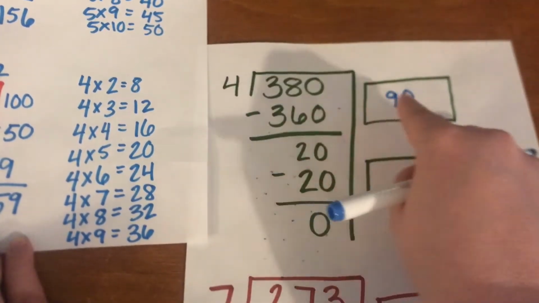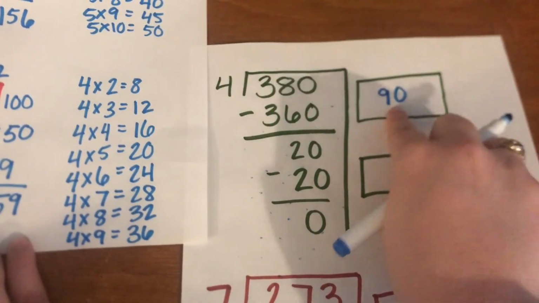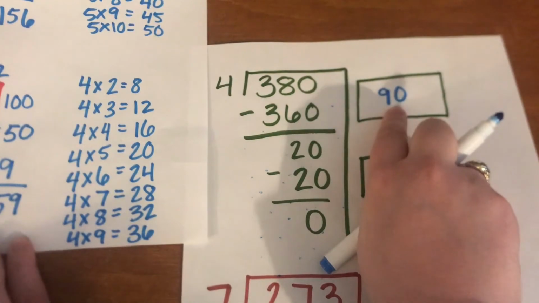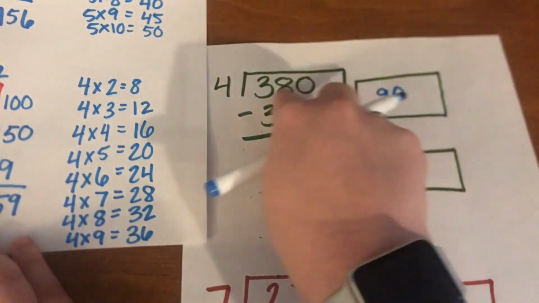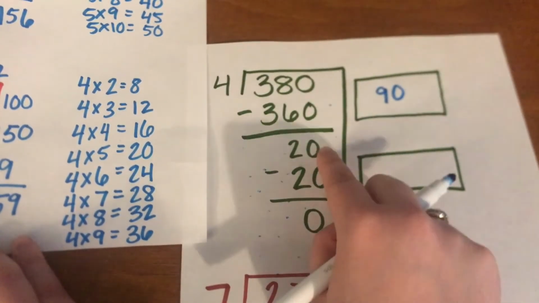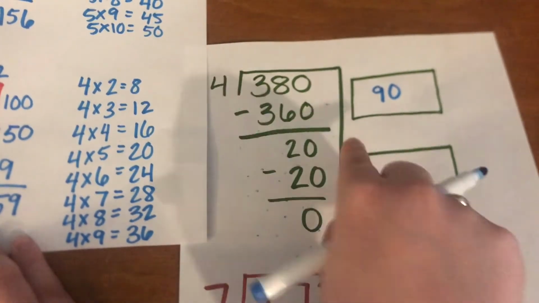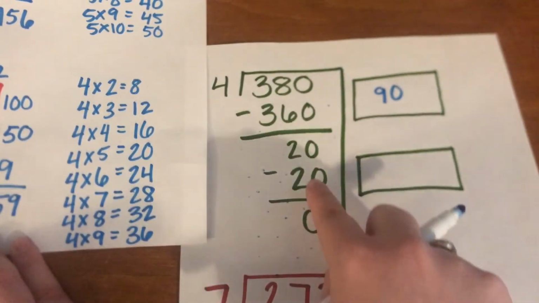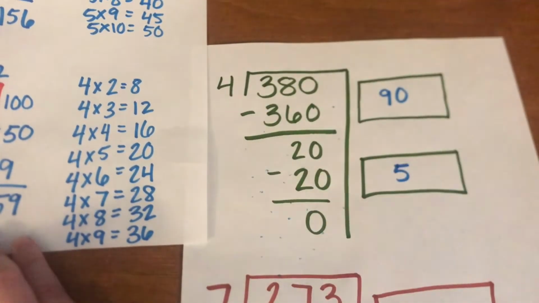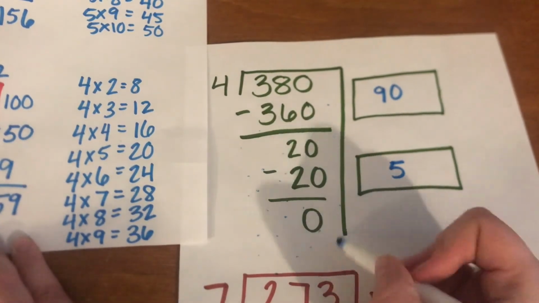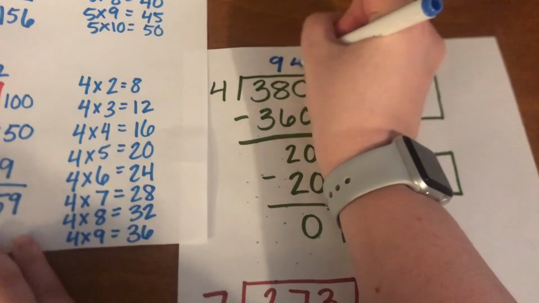You're going to see blanks just like what I have written out here. This is what you would write in the blank. What did the person multiply to get this answer? So then, when they subtracted the 360, they were left with 20. Well, what times 4 would equal 20? Well, 5 times 4 equals 20. And they got an even 0. So then their final answer was 95.